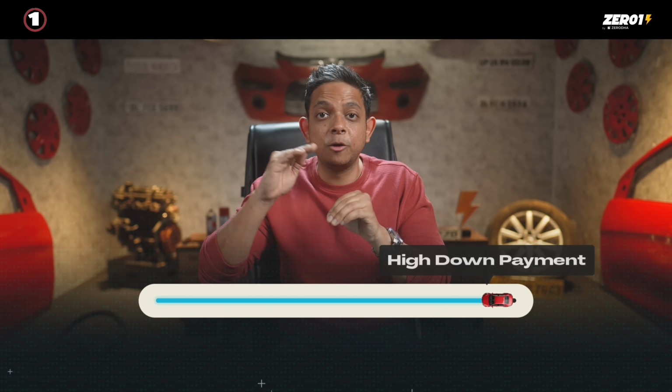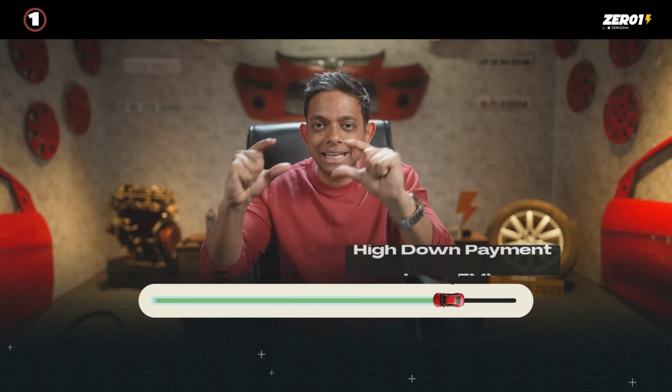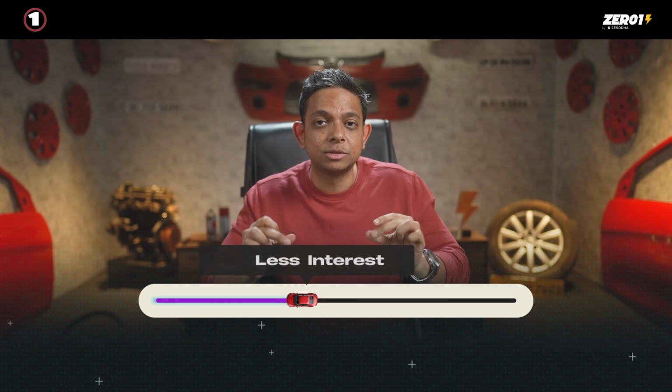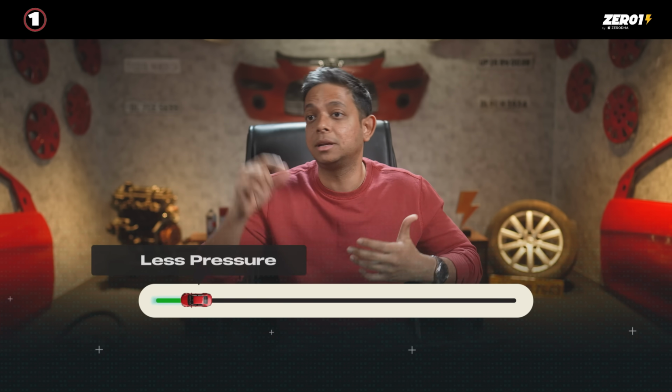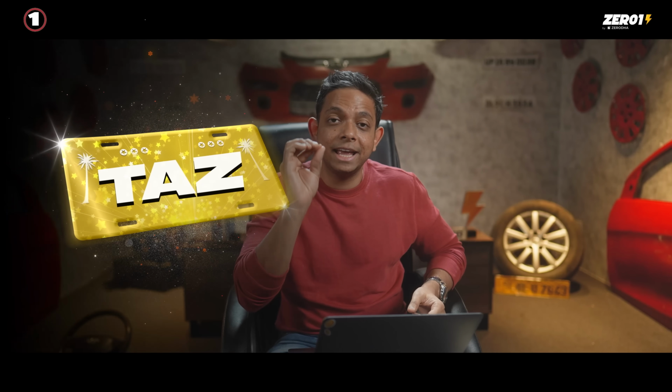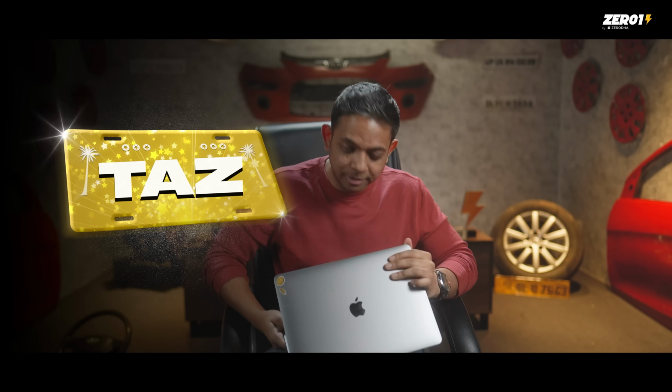Remember, the higher down payment you're able to pay, the less the EMI becomes, the interest also reduces, and the pressure to pay a large sum every month also decreases. Now it's time for the interesting bit, which is the TAZ calculator. Actually, can someone take this? Because we don't need this calculator anymore.